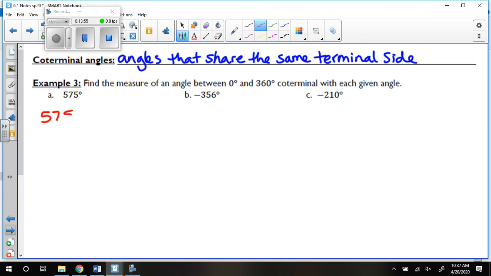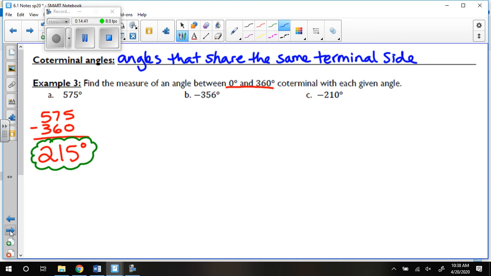We've got 575 and we're going to subtract 360. And 575 minus 360 is 215 degrees. So after you have either added or subtracted 360, you're going to check to see if your answer is between 0 and 360. Well, 215 is, so that would be your coterminal angle with 575 degrees. So 575 and 215, they are coterminal. They would end on the same spot.